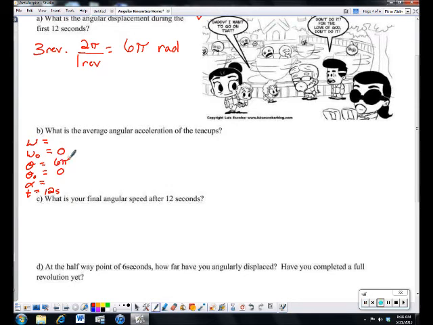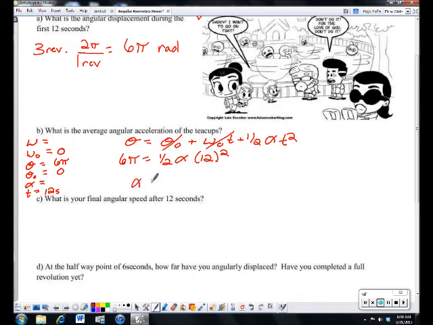To answer this question, I look through my Power 3 and ask which one can solve for angular acceleration. That is angular displacement equals initial angular displacement plus angular speed times time plus 1/2 angular acceleration times time squared. So this is 6 pi, 0, 0, 1/2 alpha, and then 12 squared. I multiply by 2, divide by 144, and your alpha is pi divided by 12 radians per second squared.